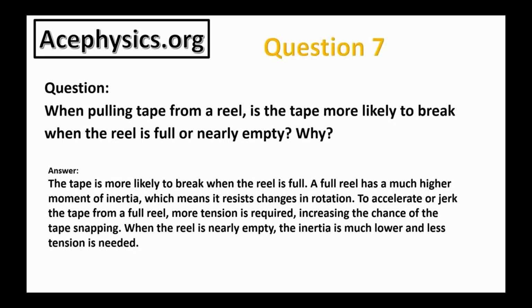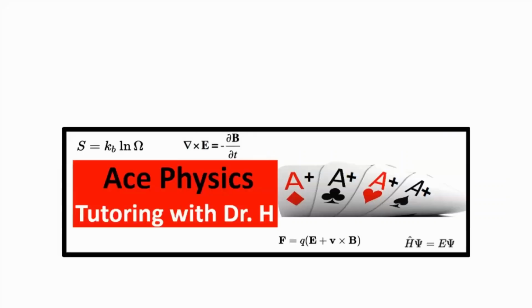A full reel has a much higher moment of inertia, which means it resists changes in rotation. To accelerate or jerk the tape from a full reel, more tension is required, increasing the chance of the tape snapping. When the reel is nearly empty, the inertia is lower and less tension is needed.